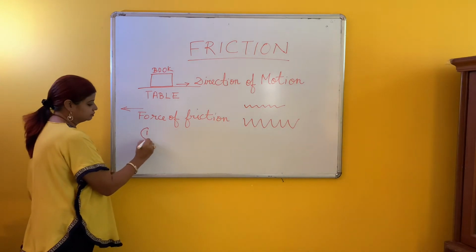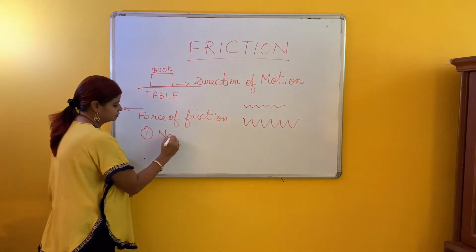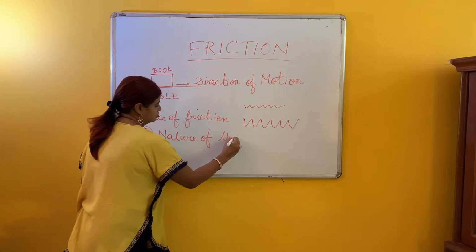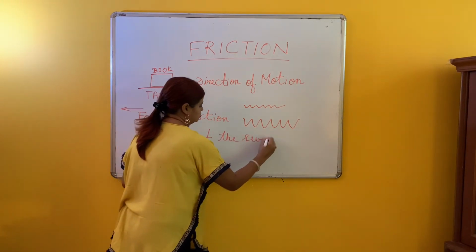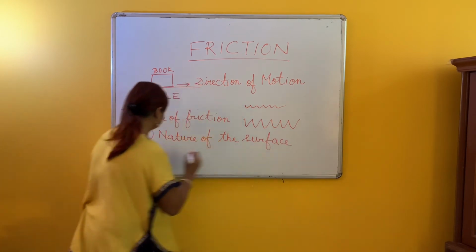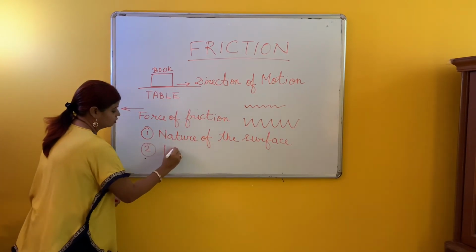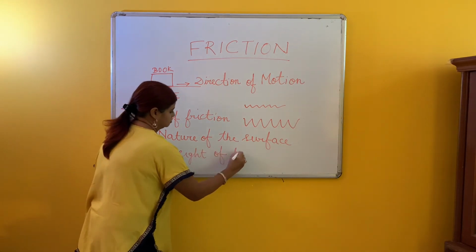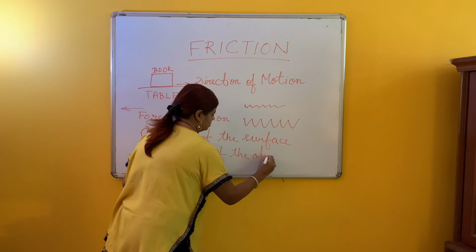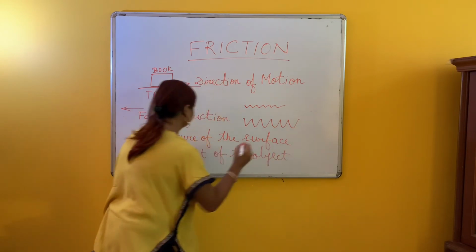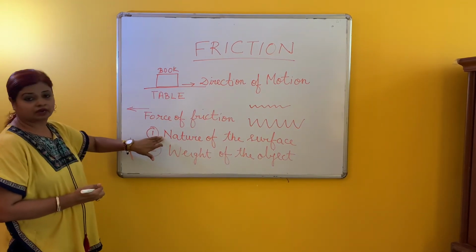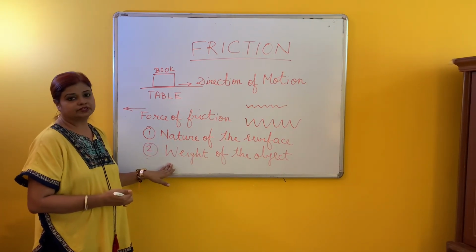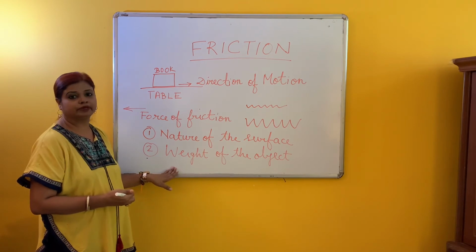One is the nature of the surface, and second is the weight of the object. So that means if the surface is rough, the force of friction will be high. And if the weight of the object is also more, the force of friction will be high.